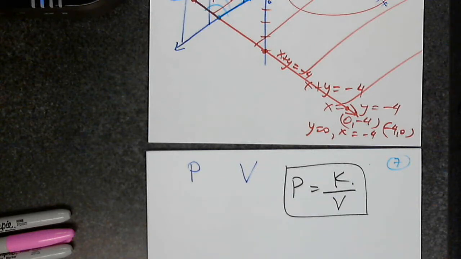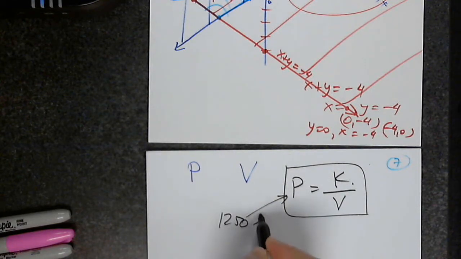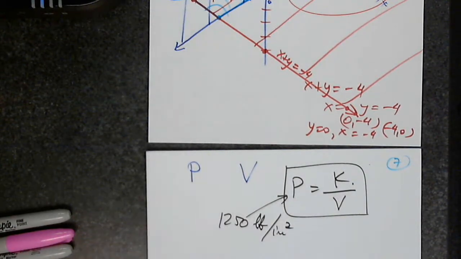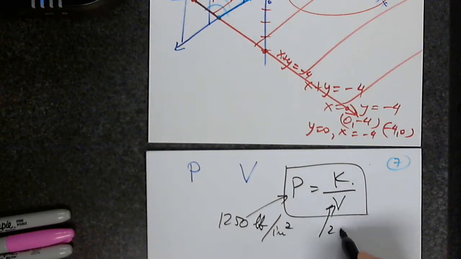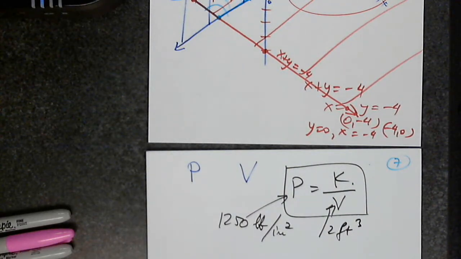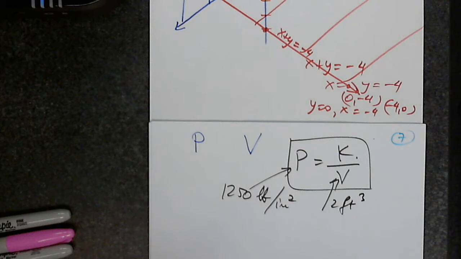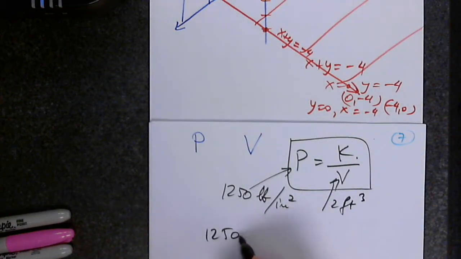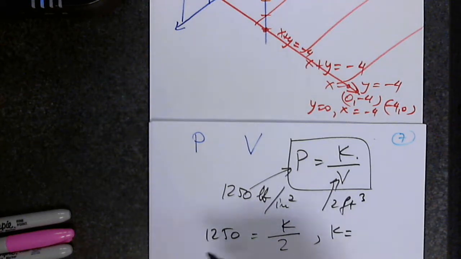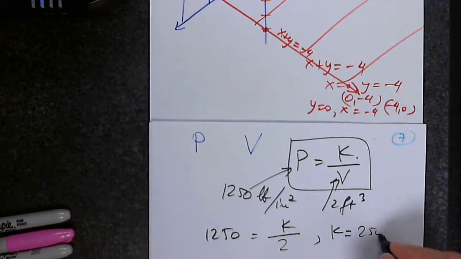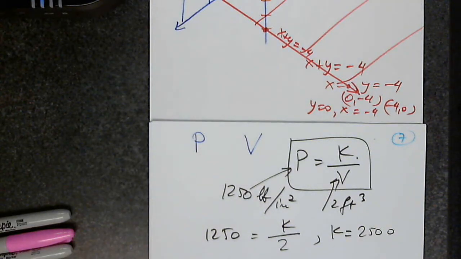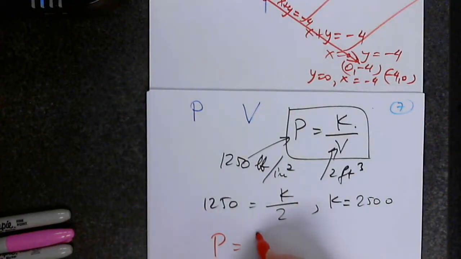Good. Now, if a gas exerts a pressure of 1,250 pounds, 150 pounds, per square inch, when the volume is 2 cubic feet, why is this information given to us? Of course, yes. Very good. K divided by 2. So cross multiply. Now we know proportions. So this is 250 with another 0, 2,500. I have to go back and put it back in the equation. So the formula is really this.